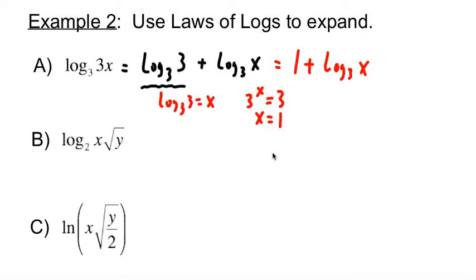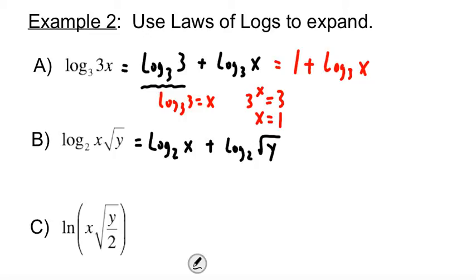All right, so now let's keep using the laws of logs here to expand. So now we've got log base 2 of x times the square root of y there. So I'm seeing, oh, I can expand that out. That's multiplication. Multiplication means addition. So I'm going to pull that x and that square root of y apart. So I can rewrite that as log base 2 of x plus log base 2 of the square root of y.